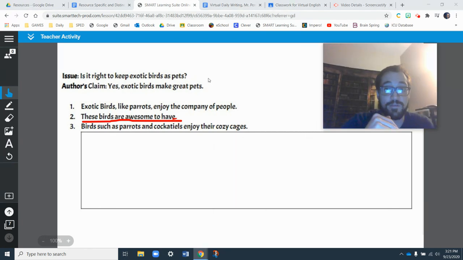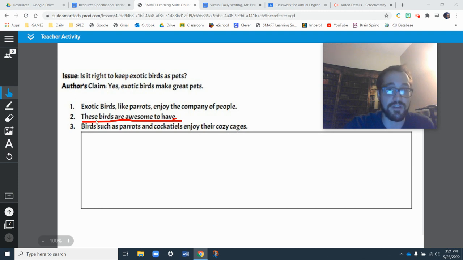I want you to do the exact same thing we just did. Here's the new issue. The issue is, is it right to keep an exotic bird as a pet? Exotic bird, think like parrots, parakeets, heck, bald eagles. That's illegal. You can't do that. But exotic birds, right? Our claim is yes. Exotic birds are good pets. We said because exotic birds like parrots enjoy the company of people. These birds are awesome to have. Birds such as parrots and cockatiels enjoy their cozy cages.